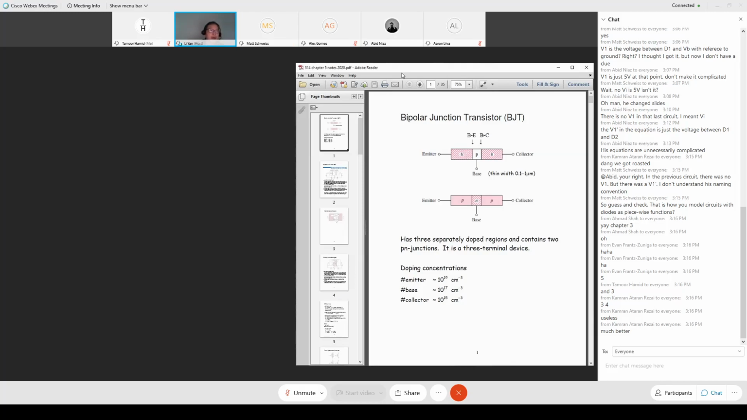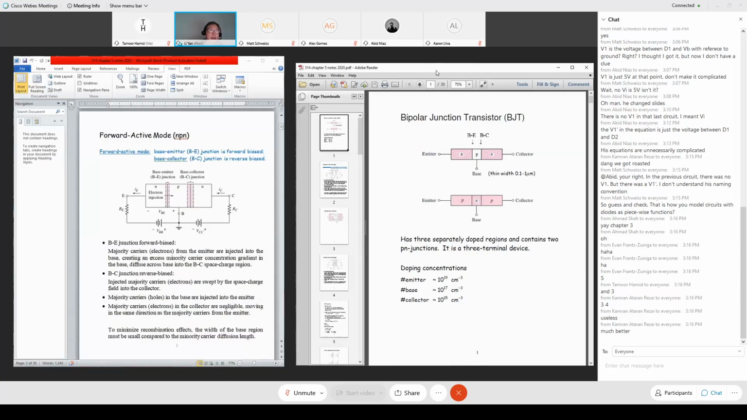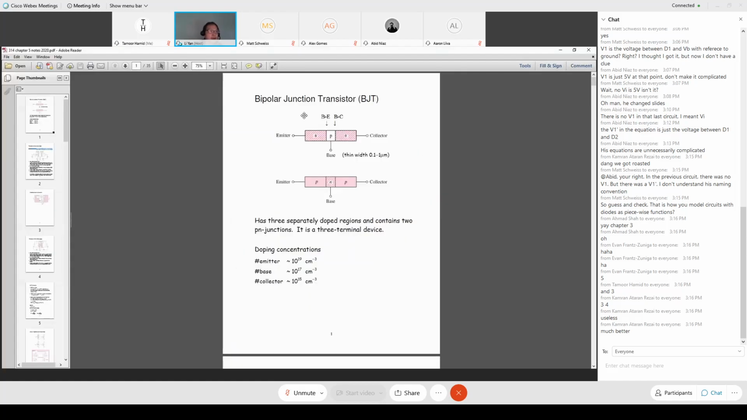Okay, if you're looking for the diagram, you can see why I discuss this. The diagram says bipolar junction transistor. Okay, the slide.